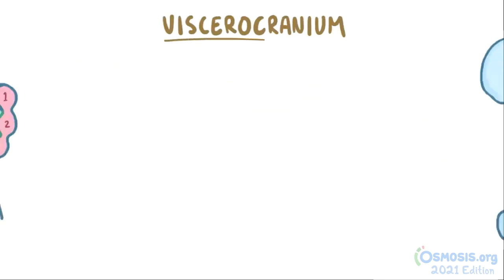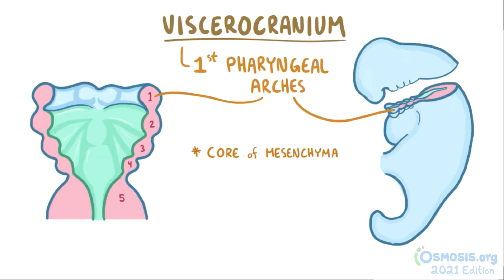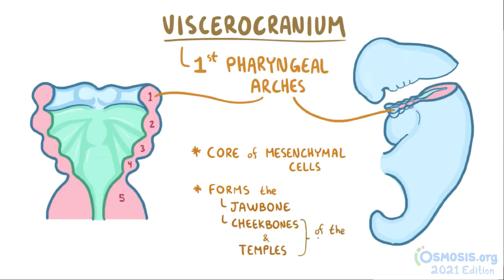The visceral cranium arises from the first of the pharyngeal arches, which are 5 paired bars of mesoderm that arch toward one another along the midline of the embryo. These arches have a core of mesenchymal cells which originate as neural crest cells. As far as facial bones go, the first pharyngeal arch forms the upper and lower jawbone, as well as the cheekbones and the temples of the skull.